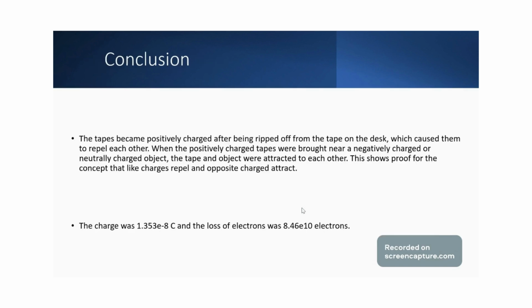For the conclusion, the tapes became positively charged after being ripped off from the tape on the desk, which caused them to repel each other. When the positively charged tapes were brought near a negatively charged or neutral charged object, the tape and object were attracted to each other. This shows proof for the concept that like charges repel and opposite charges attract. The charge was 1.353e-8 coulombs, and the loss of electrons was 8.46e10 electrons.